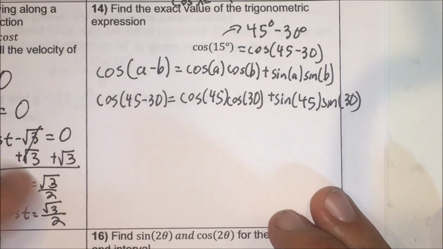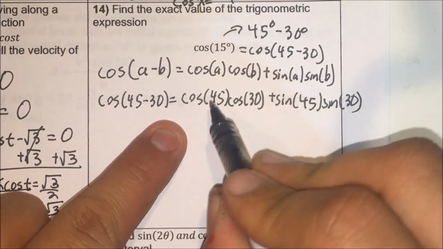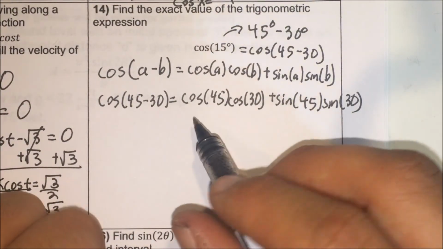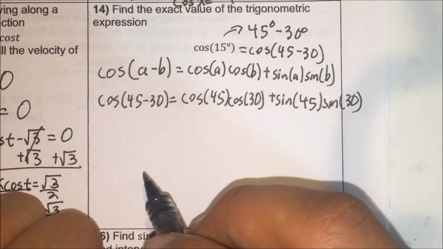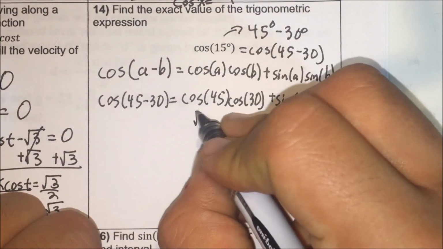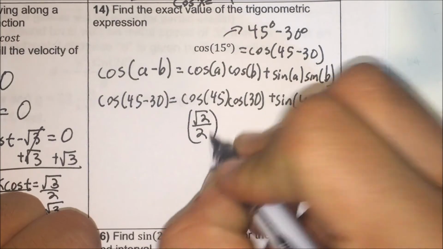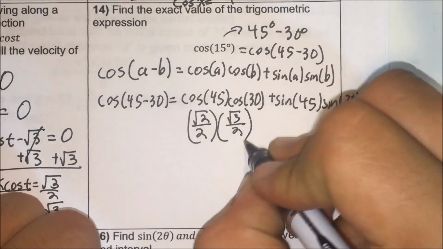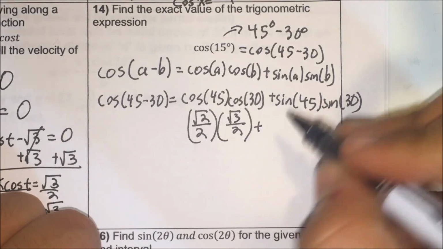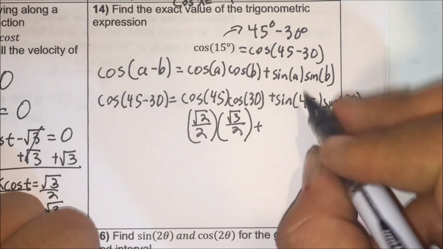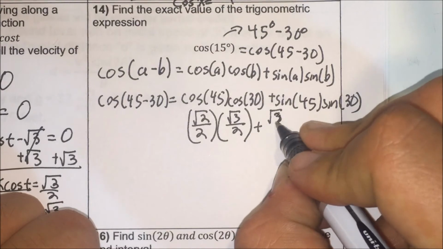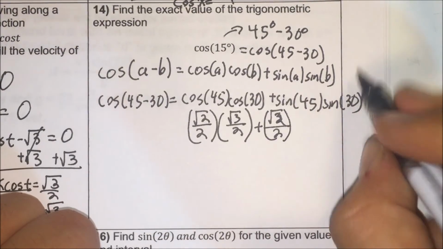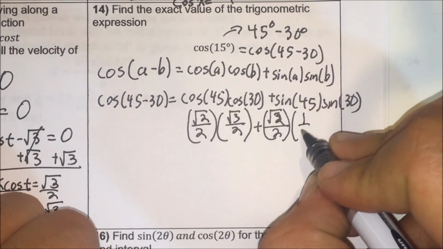Okay. So what is cosine of 45? Well, for these, we just get to look on our unit circle because these are the values on our unit circle. So the cosine of 45 is just the square root of 2 over 2. The cosine of 30, well, that's just the square root of 3 over 2. And again, be sure you look on the unit circle to confirm these. The sine of 45, that's also the square root of 2 over 2. And sine of 30, that is 1/2.